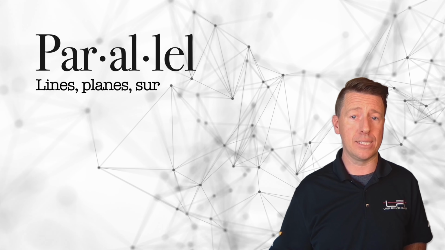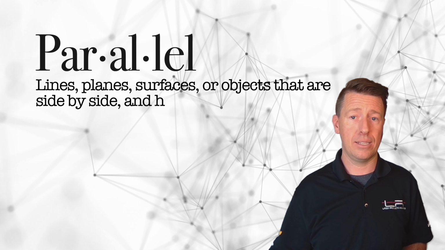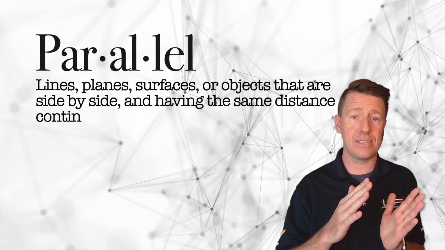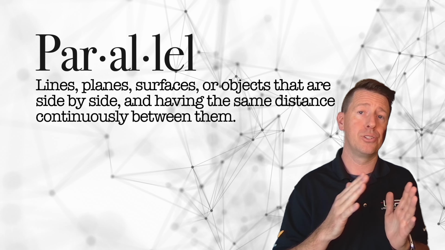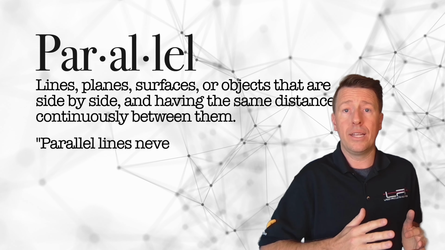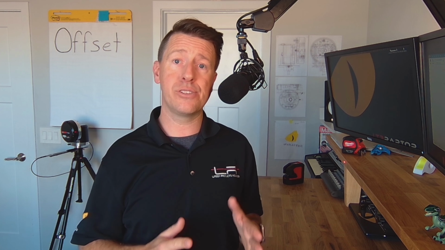If we have lines that are side by side and have the same distance between them, parallel lines will never meet. An analogy you can think of is railroad tracks. Along those railroad tracks, the tracks are parallel along that whole path, right?